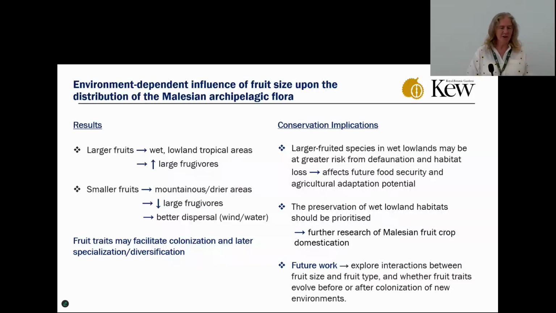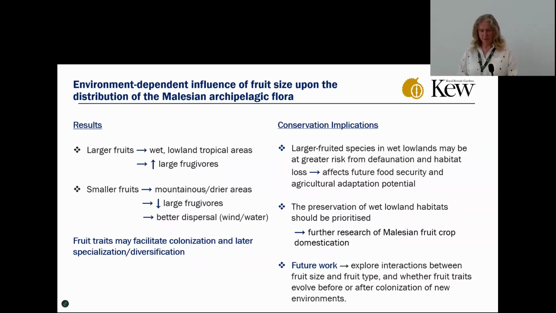So moving on, our results. We found that larger fruits are associated with wet, productive, lowland environments where the resources are abundant to support the energy costs of large fruit production, and large frugivores facilitate dispersal of the fruits. Smaller fruits are more common in more mountainous and drier regions, likely due to better dispersal by wind and water, and where there is a reduced availability of those large animal dispersers at the higher elevations.